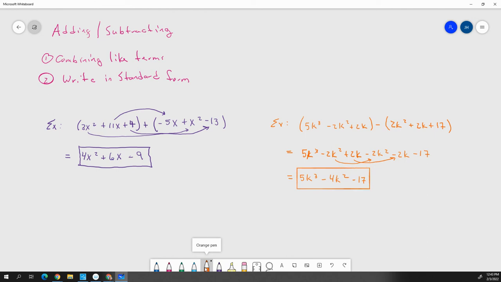Does that make some sense? This is the one that you're most likely to mess up on because you will forget to distribute that negative to each piece. So I need confirmation from all of you. Do you see that? Do you get it?